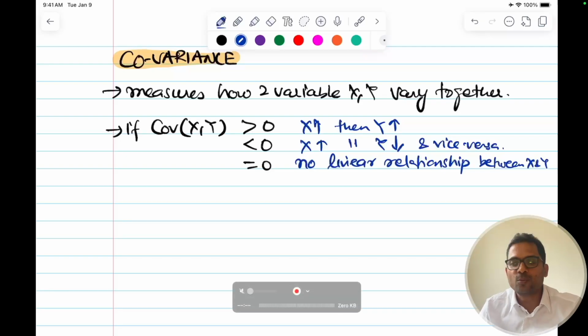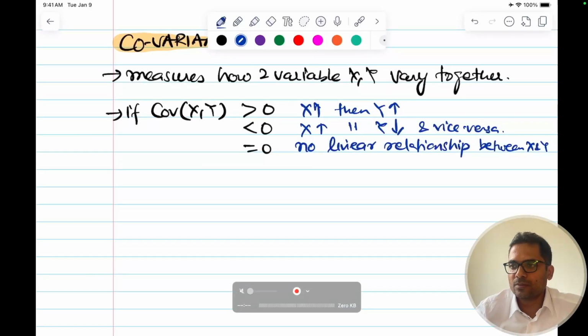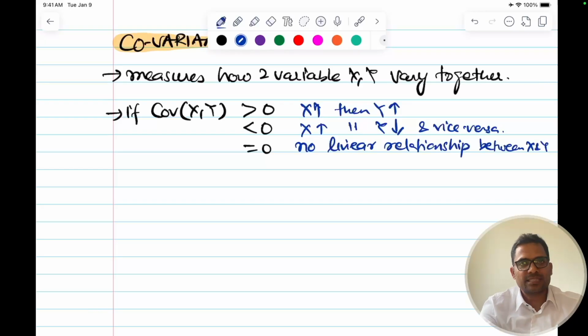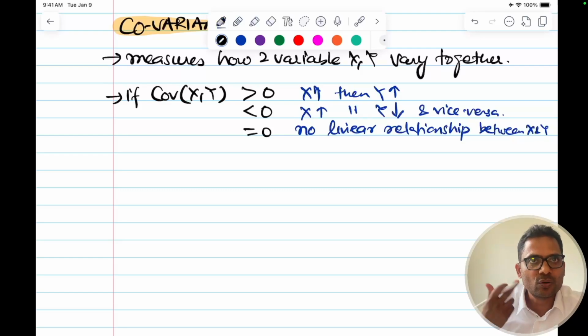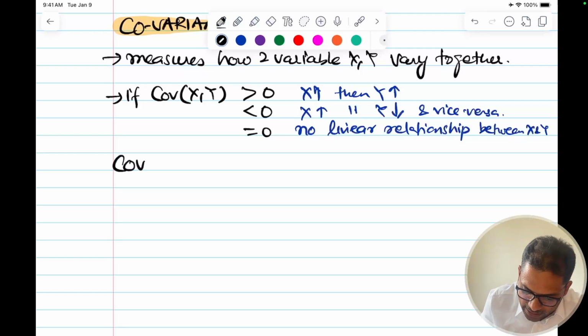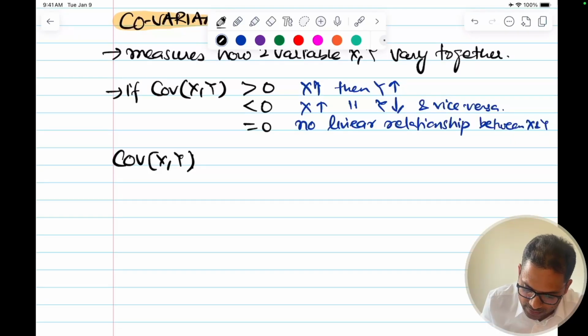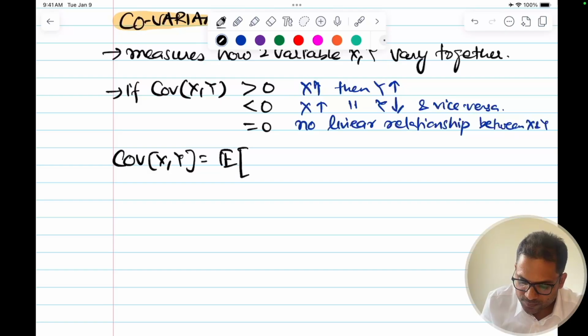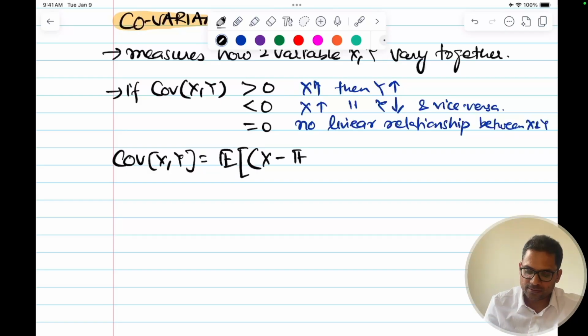Okay, so I hope covariance is clear. So we can use, again, the same formula. Let's find out how we calculate covariance. You will use expectation to find covariance now. So covariance of x comma y is equal to, how is it? It is the expected value of x minus expected value of x, into y minus expected value of y.